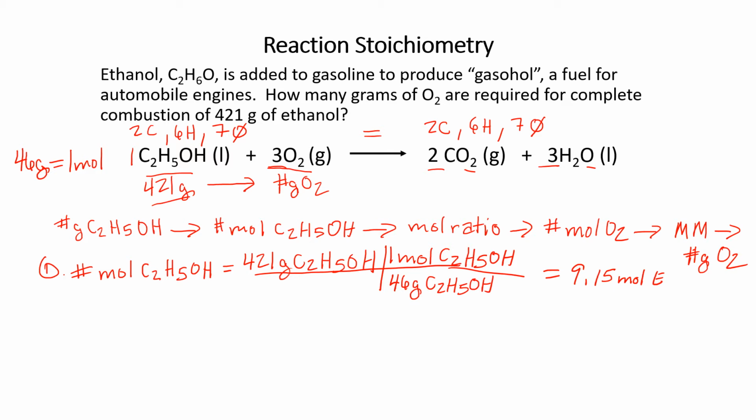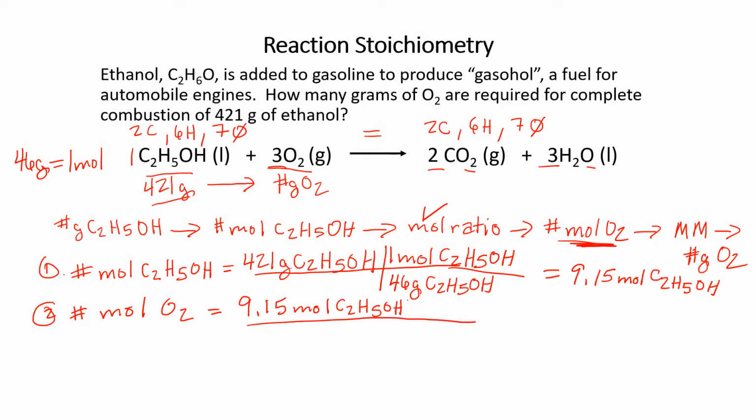Let me rewrite this here. C2H5OH. All right. So now that I'm in moles of ethanol, guess what? Now I can use this mole ratio, this 1 to 3 mole ratio, to get to moles of diatomic oxygen. So in step 2, that's what I'm going to do. Number of moles of diatomic oxygen is simply going to equal 9.15 moles of ethanol.